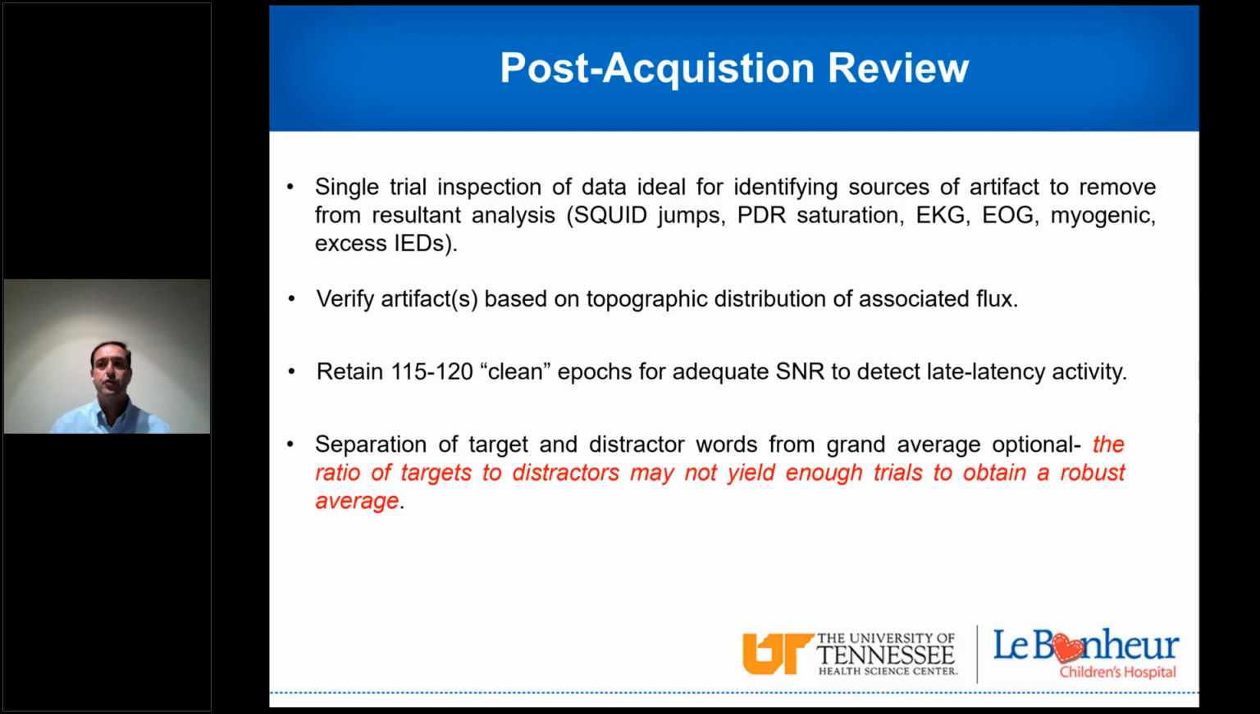We've often encountered this question: do you look at trials differently based on target or distractor words? You can, and certainly you can. Some users actually remove the target words from the distractor words in the final grand average. However, the ratio of targets to distractors is small, even in cases where you might use more than 5 target words. So to have enough averages based on targets to obtain a meaningful evoked field with adequate SNR might not be enough. So that's something to consider.